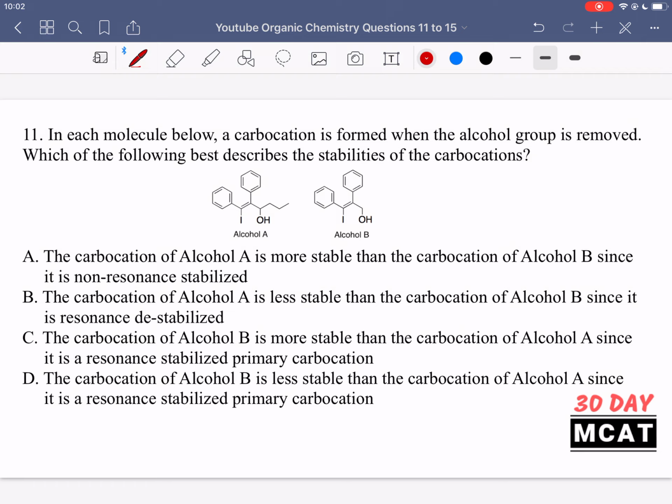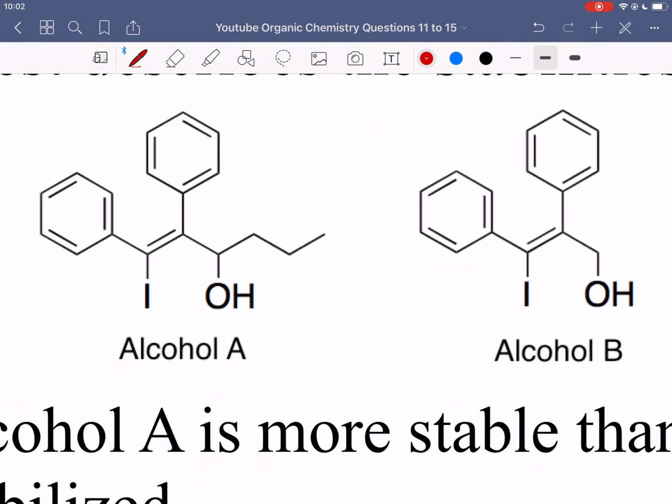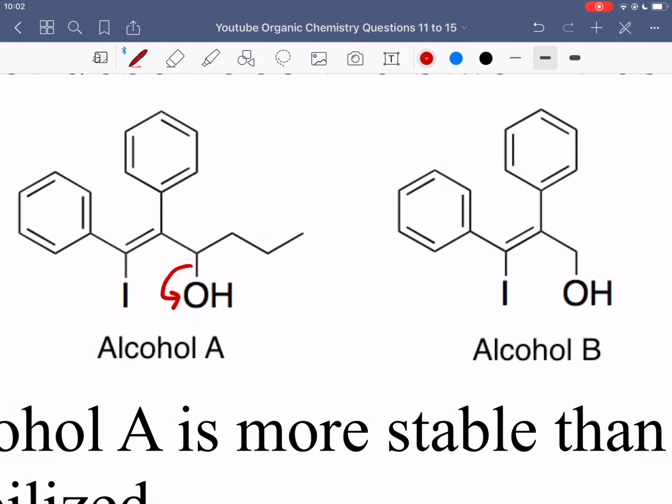In question 11, it says in each molecule below, a carbocation is formed when the alcohol group is removed. Which of the following best describes the stabilities of the carbocations? The main thing is we have two alcohols, and we're going to be forming a carbocation from them. A carbocation is when an alcohol leaves as a leaving group, and as a result, we get a carbon which has 3 bonds instead of the 4 that it wants, so it's going to have a positive charge. So for both of these molecules, we have a resulting positive charge on the carbon.